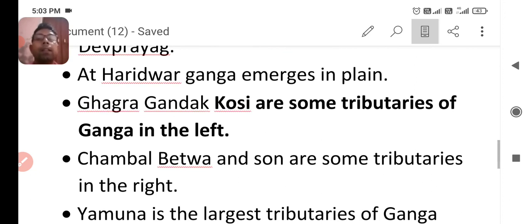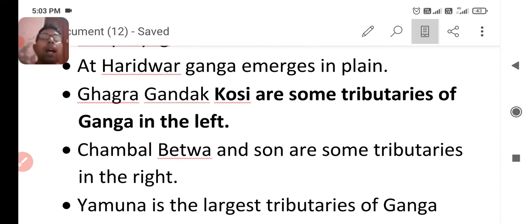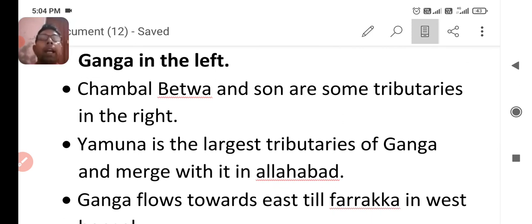And the next, Ghagra, Gandak and Kosi are some tributaries of Ganga on the left. Left means in the north. These rivers emerge from the Nepal Himalayas. You know that Kosi is the sorrow of Bihar. And the next point, Chambal, Betwa and Son are some tributaries of Ganga on the right. They emerge from the central highlands, as you learned in the second lesson.